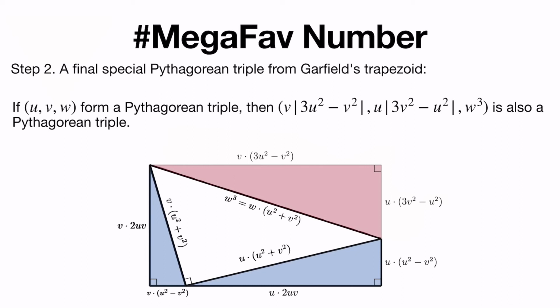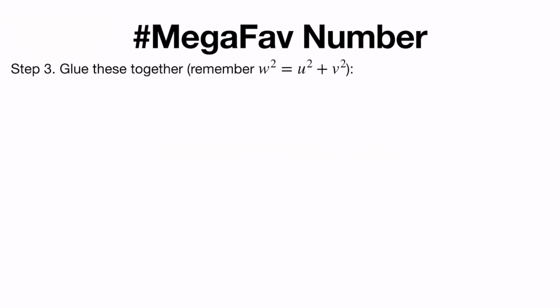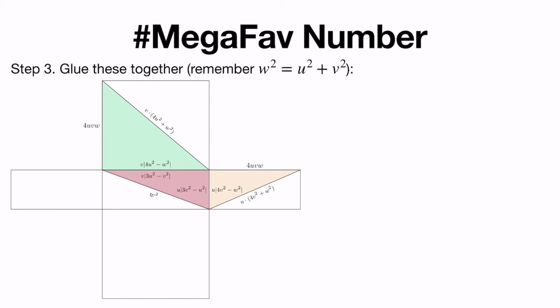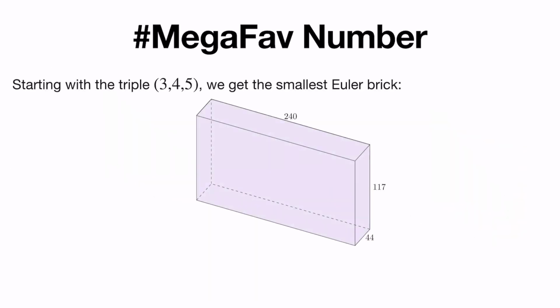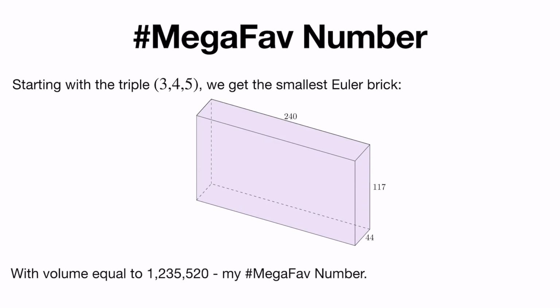Now we're going to take our three Pythagorean triples that we found, the one from the red triangle right there, and the other two that came from scaling up, which were the green and the tan triangles, and it turns out that you can check, remembering that w squared equals u squared plus v squared, that they glue together very nicely in this form, and you can fold up the sides of those boxes to form an Euler brick. So if we start with the simplest Pythagorean triple, which is the 3, 4, 5, then we get our smallest Euler brick, which has volume 1,235,520, and that's my megafave number.